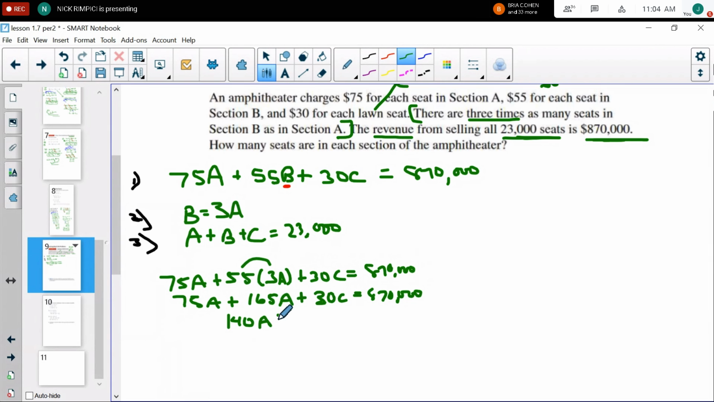140A plus 30C equals 870,000. Okay, so that's everything there. I can't do any more with this. I got this down to two variables, which is great. It's really helpful. So I substituted 2 into equation 1, and now I have equation 1 down to two variables.